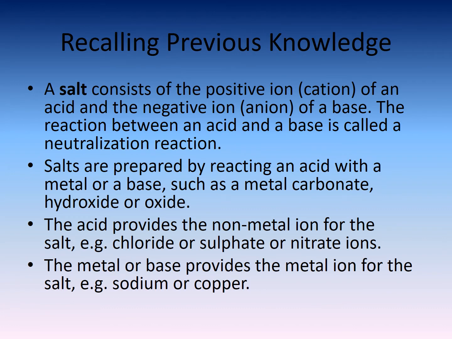Now, the recalling of previous knowledge. As you know, a salt consists of a positive ion, which is called the cation, of a base, and a negative ion, the anion, of an acid. Over here you know that a salt is an ionic compound which consists of a positive ion and a negative ion. The positive ion is called the cation and the negative ion is called the anion. And this salt is formed by the reaction between an acid and a base, and that reaction is called a neutralization reaction.